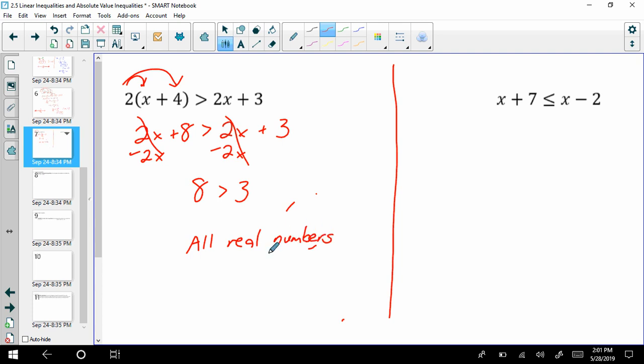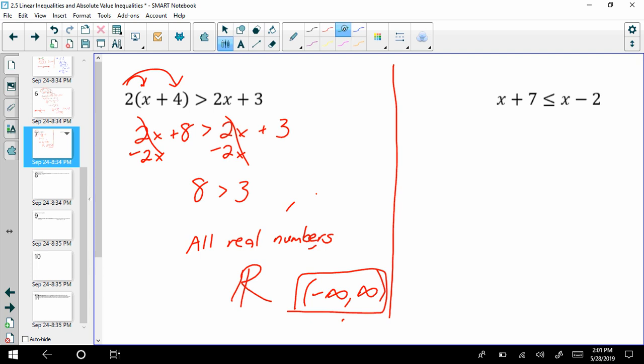Everything is an answer. So you might just see this symbol as well. Everything works. So I'm not going to make the graph because it would just be the entire number line. If we wrote this in interval notation, we would say negative infinity to infinity. Everything works.